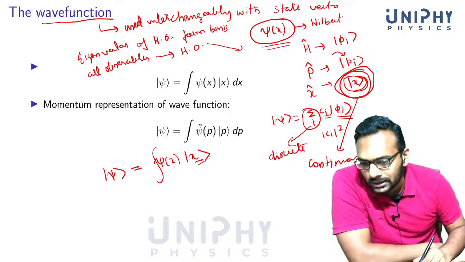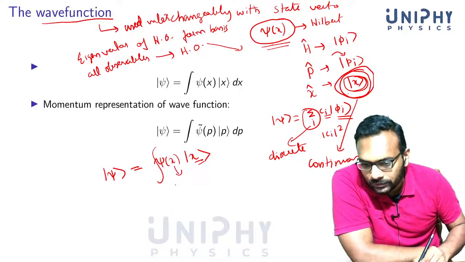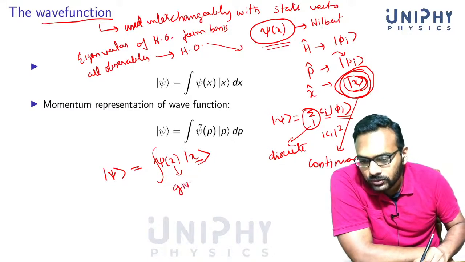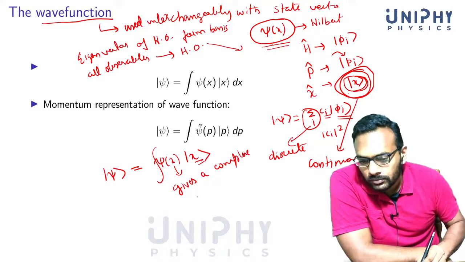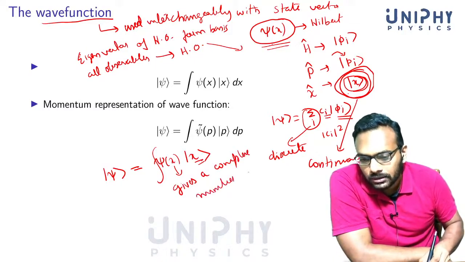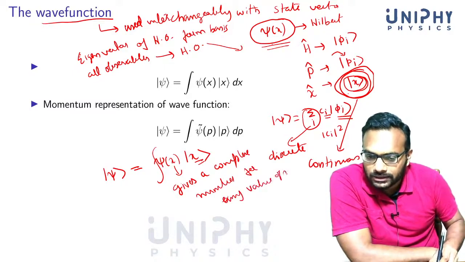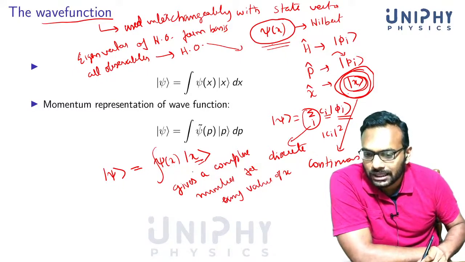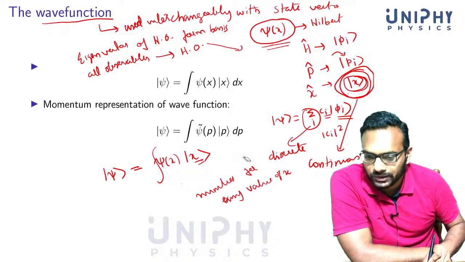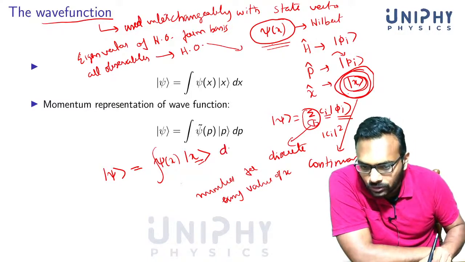So that's why we write it as a function. What does psi of x give you? It spits out a complex number for any value of x that you put in. You put in the value of x, this function will give you a complex number, and these complex numbers are the expansion coefficients. Since these are continuous, instead of the summation here, we will have an integration over dx.